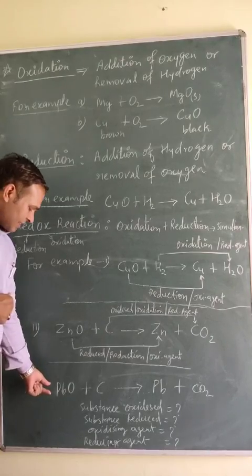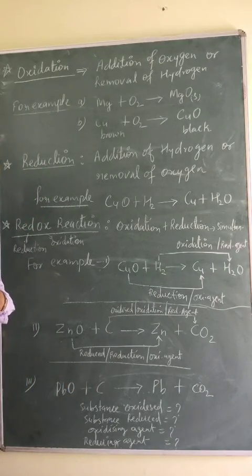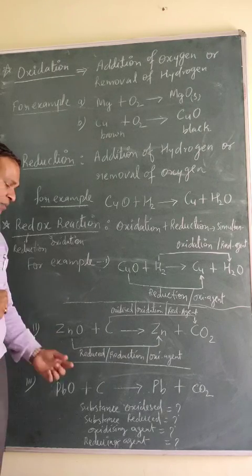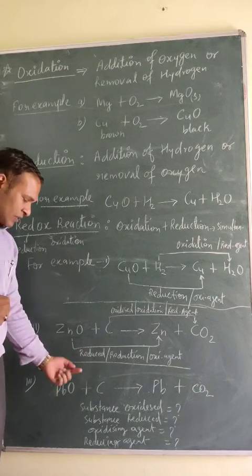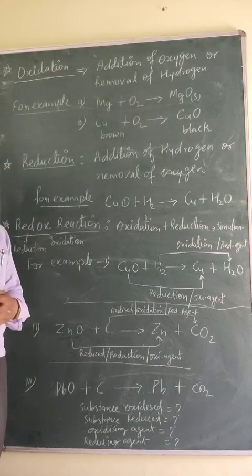Another example is written here. When lead oxide reacts with carbon, it forms lead plus carbon dioxide. You need to tell the substance oxidized, the substance reduced, the oxidizing agent and the reducing agent. Do it carefully. It is very easy.